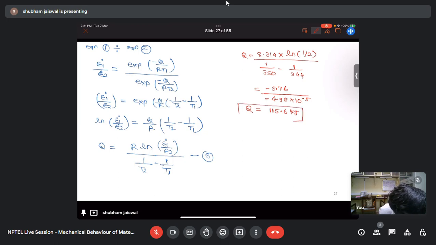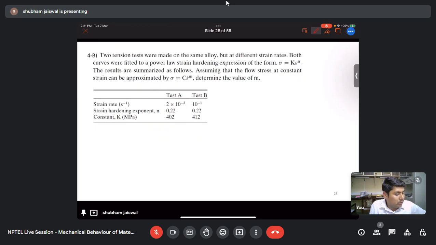They have asked us to calculate the activation energy. So it is how much? 115.6 kilojoule.